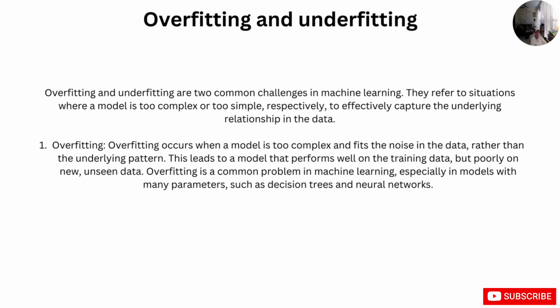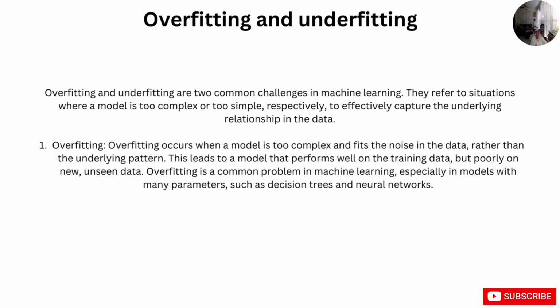Overfitting and underfitting. Overfitting and underfitting are two common challenges in machine learning. They refer to situations where a model is too complex or too simple, respectively, to effectively capture the underlying relationship in the data. Number one, overfitting. Overfitting occurs when a model is too complex and fits the noise in the data rather than the underlying pattern. This leads to a model that performs well on the training data but poorly on new, unseen data.